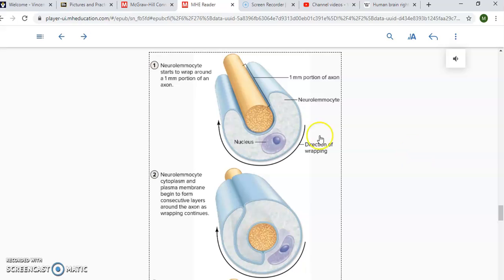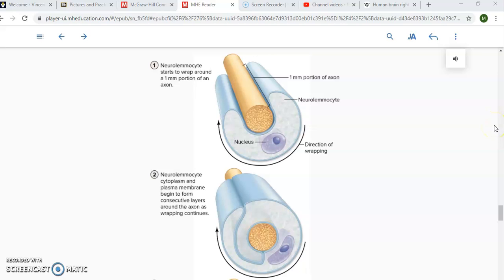Remember, our Schwann cells or neurolemmocytes form myelin sheaths in the peripheral nervous system, and they can only form one myelin sheath. Whereas oligodendrocytes are the cells that form myelin sheaths in the central nervous system, and they can actually form more than one myelin sheath.